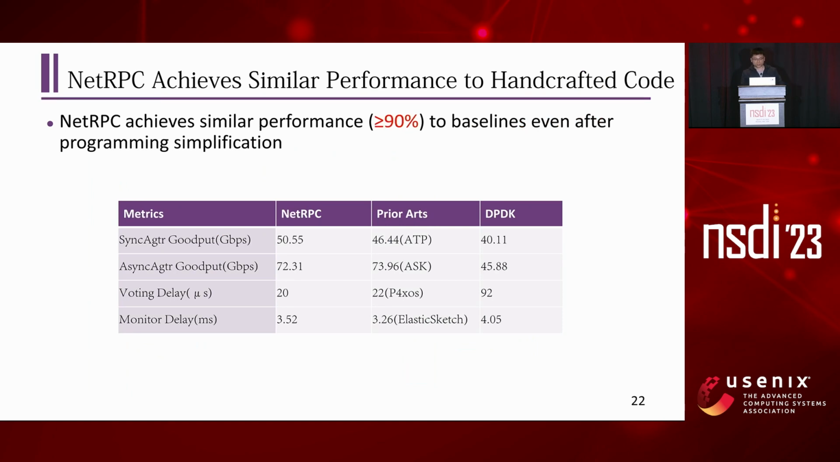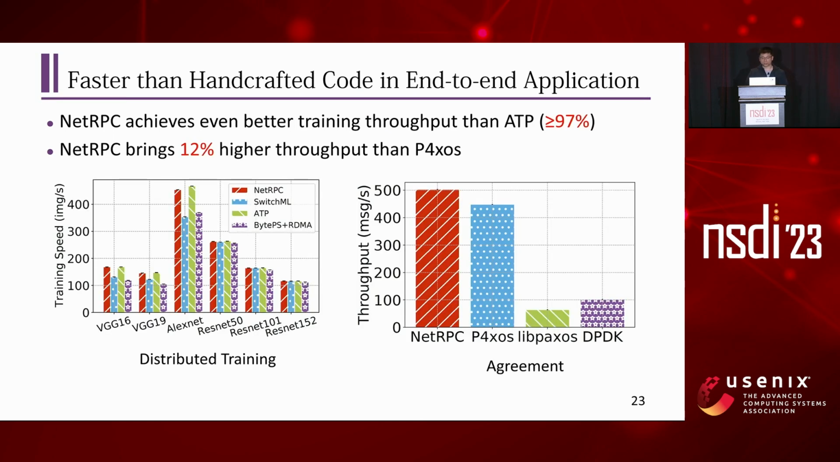And we also measure the basic performance of NetRPC-based applications compared with prior arts. And we observe that NetRPC achieves similar performance to baselines even after the programming simplification. And moreover, we measure the end-to-end performance of NetRPC systems of distributed training and distributed agreement. We also observe that NetRPC can achieve even better training throughput than ATP and brings about 12% higher throughput than pFabric.